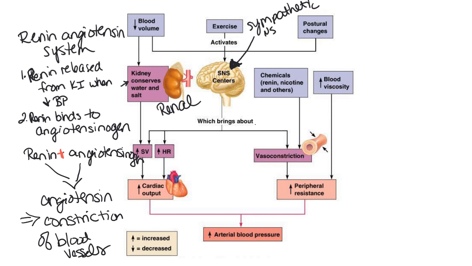And remember, this was released in response to a decrease in blood pressure. Okay, so the renin's released from the kidneys when the blood pressure drops. It binds to the angiotensinogen, which activates it into angiotensin. So angiotensin is the active form of that angiotensinogen, and that's going to constrict our blood vessels. In addition, the release of that renin is going to increase sodium reabsorption by the kidneys.